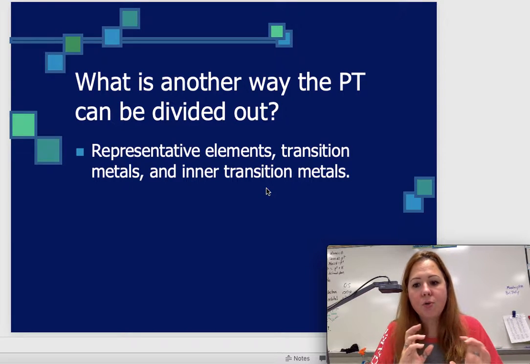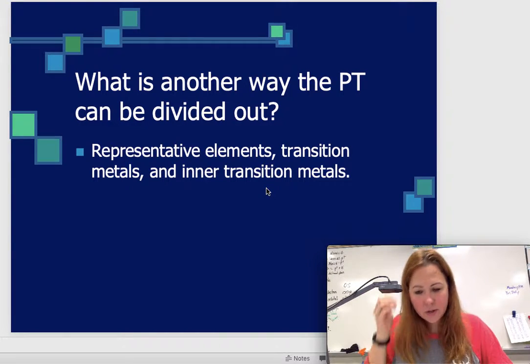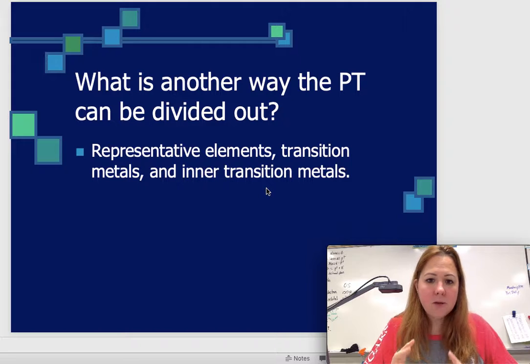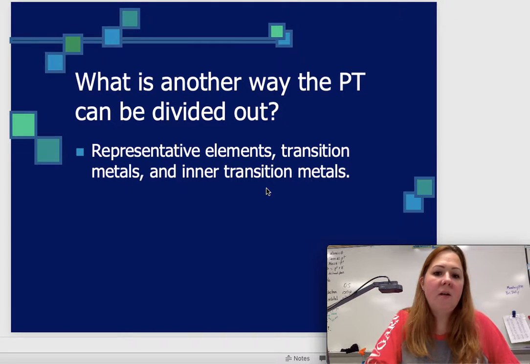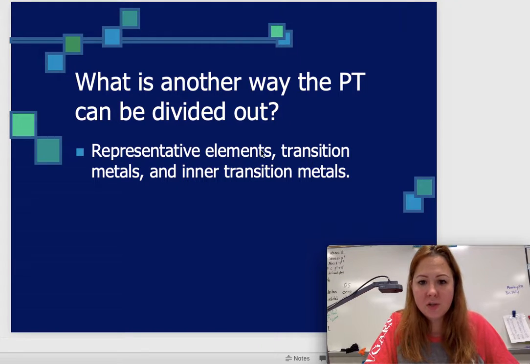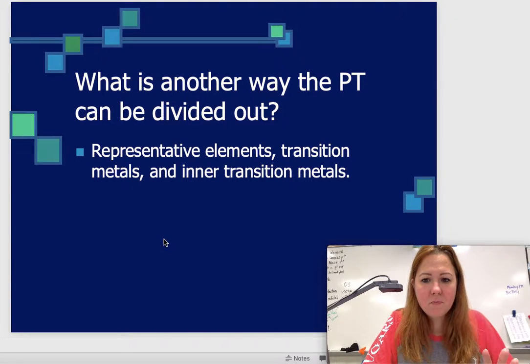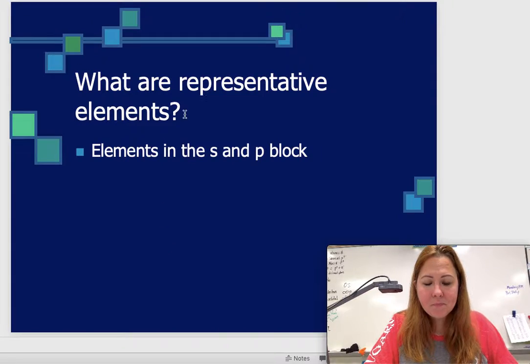The periodic table is actually going to directly relate to next unit. Next unit, we're going to have one set of naming rules for your representative elements, another set of naming rules for your transition metals, and your inner transition metals we pretty much don't really use at all because they are the F block on the periodic table.